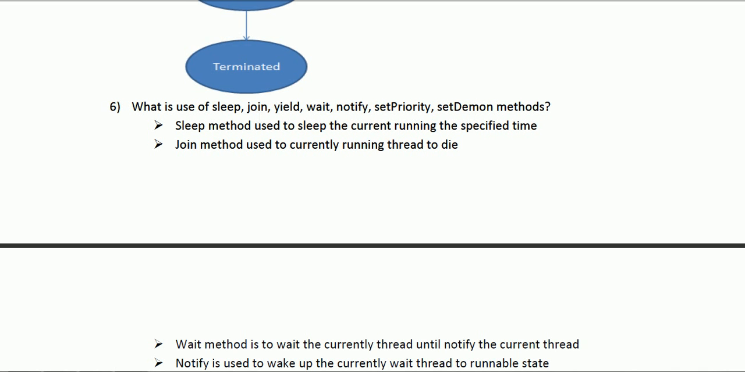That means until it completes that particular thread, it will not give the CPU chance to other threads to run. So that is meant by the join. And what is meant by yield?